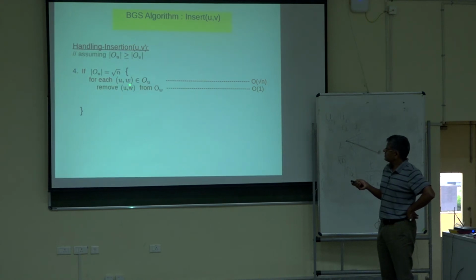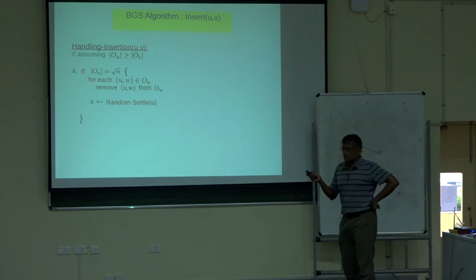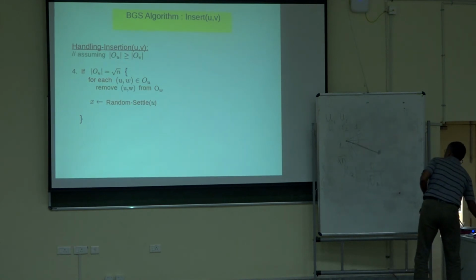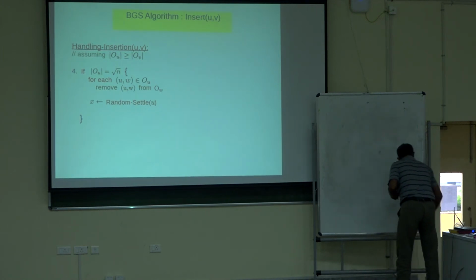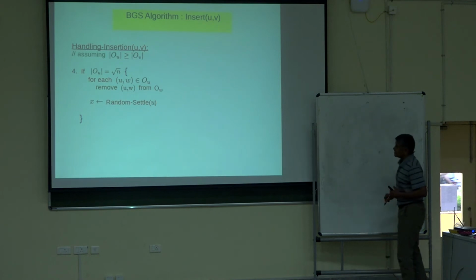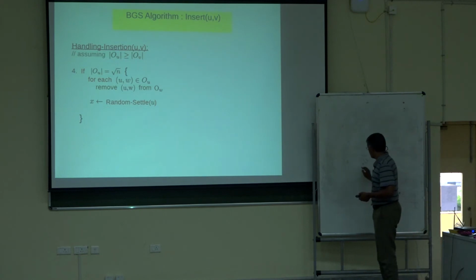Every edge that it was sharing ownership, so for every UW, observe that W was in level 0 also, it just takes ownership of it and then it goes to level 1. I'll come to that. So what happens? So maybe a picture is. So this is level 0 and this is the edge UV. Now what has happened is that the degree of the ownership list of U has increased to root n.